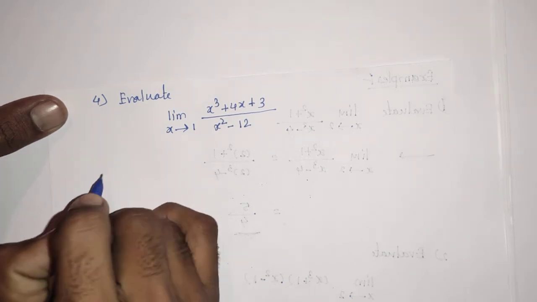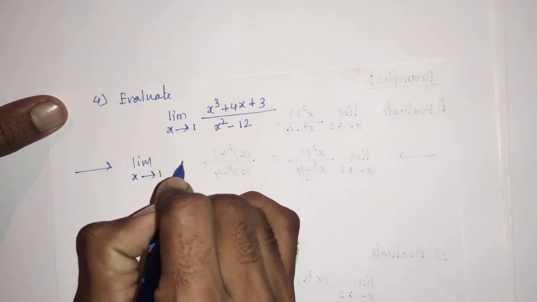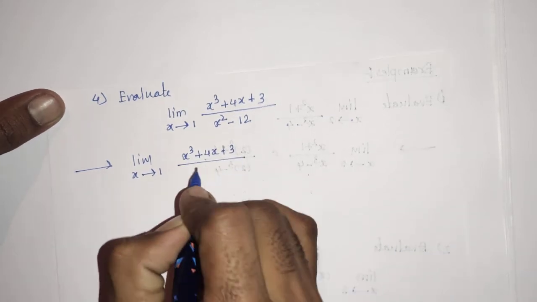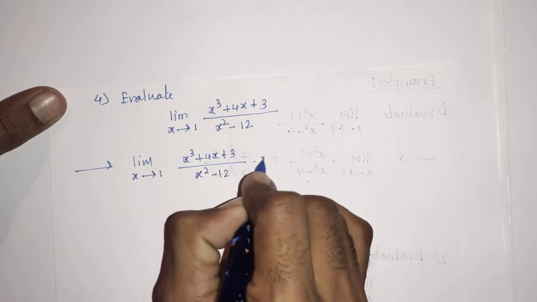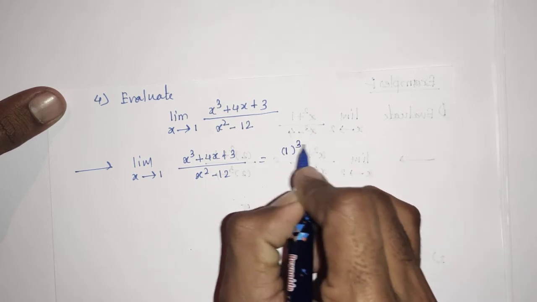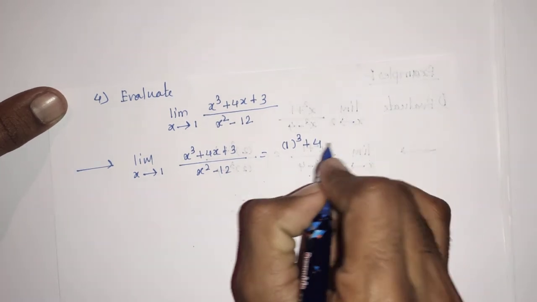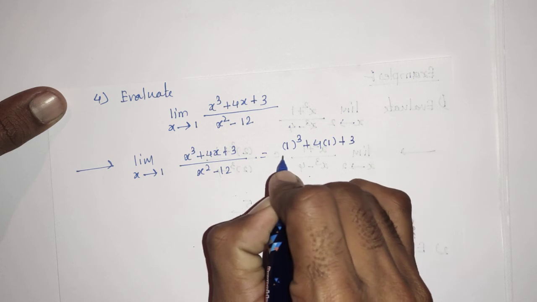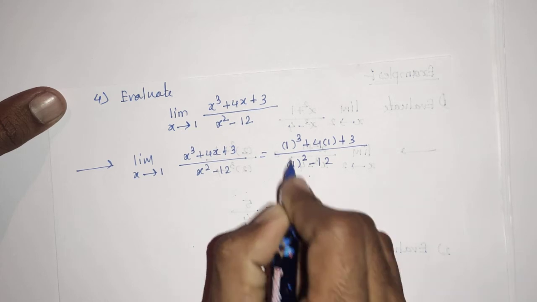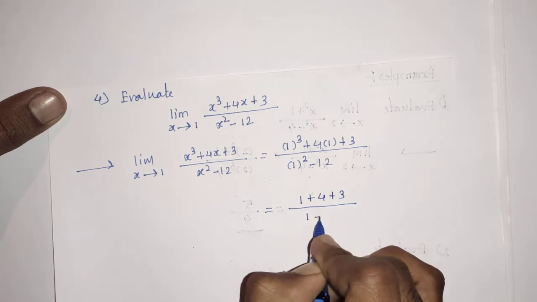So we get a finite value, and we just put x equals 1 here. The limit as x tends to 1 of x cube plus 4x plus 3 divided by x square minus 12 equals, putting x equals 1, 1 cube plus 4 into 1 plus 3 divided by 1 square minus 12. So here 1 cube is 1, plus 4 into 1 is 4, plus 3, divided by 1 square is 1, minus 12.